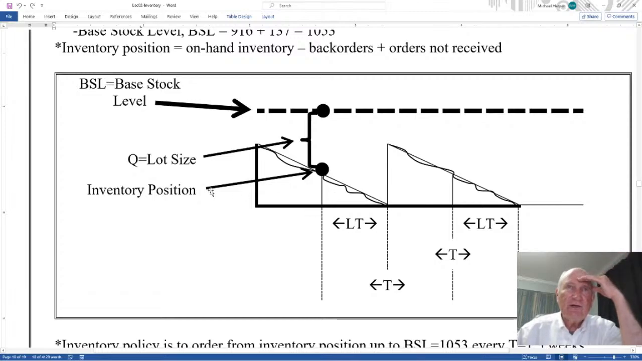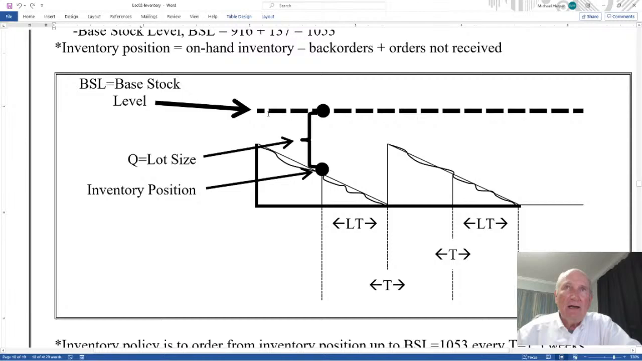So periodically you're going to review your inventory right here. So here's your inventory position. Now inventory position in the book, they define it in more detail. To keep it simple, the inventory position is just how much inventory do you have. They put a lot more variables in there. Let's keep it simple to understand how this works. The inventory position is how much inventory do you have.